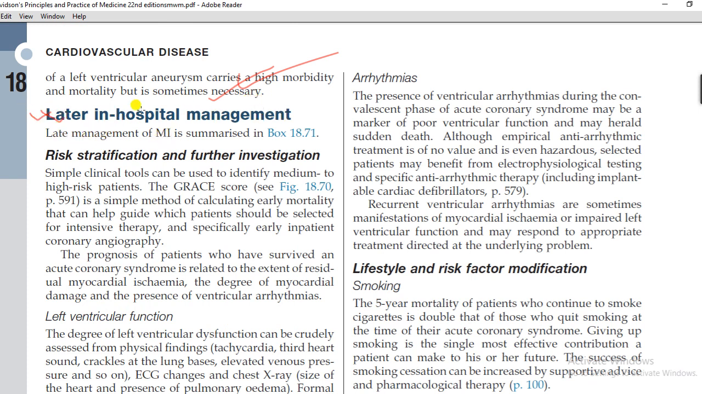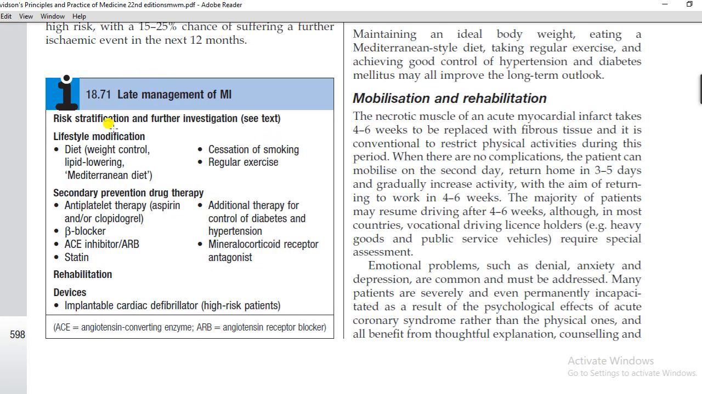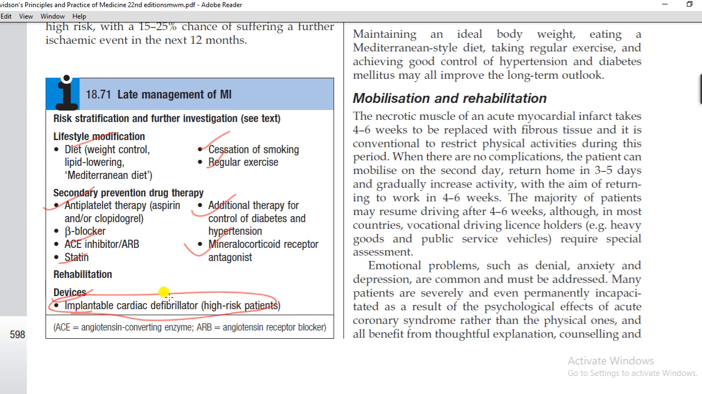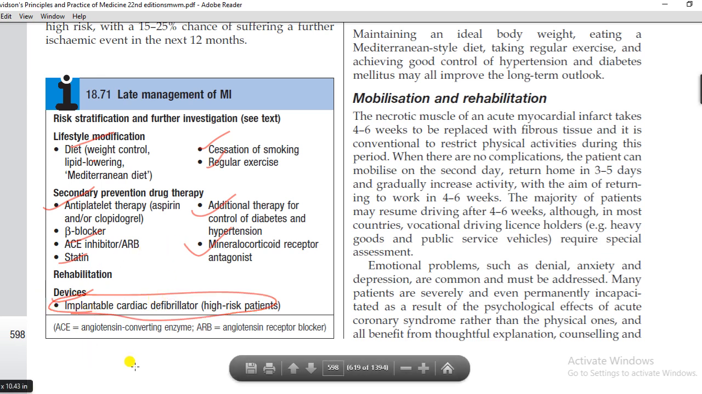Okay, this is a new topic: late in-hospital management. Late management of myocardial infarction is summarized in the table. It includes risk stratification and further investigations, lifestyle modification (diet, cessation of smoking, regular exercise), antiplatelet therapy, beta blocker, ACE inhibitors, statins, additional therapy such as control of diabetes and hypertension, and devices such as the implantable cardiac defibrillator.